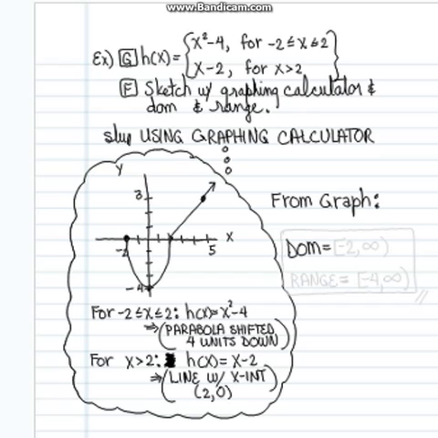Domain, all possible x values, includes -2, square bracket, out to infinity. The range, the smallest y value, includes -4. There's a spot there, a dot, so it's -4, square bracket, out through infinity.